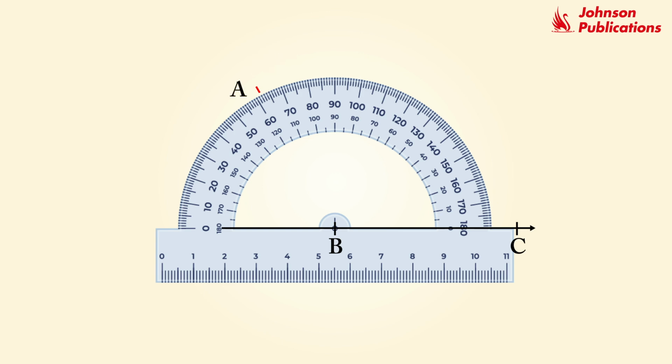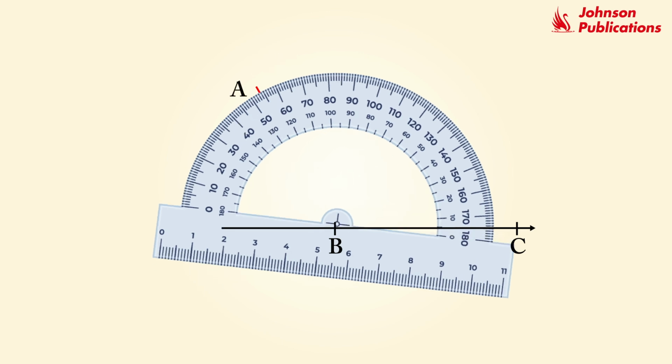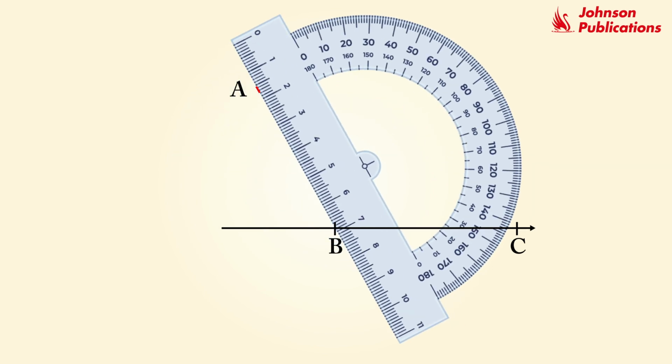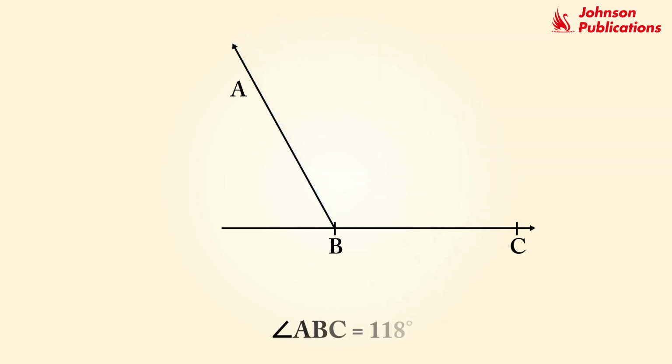Mark that point as A. Use the straight edge of the protractor to draw the ray BA. Thus, ABC is the required angle.